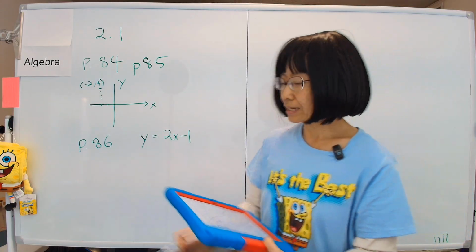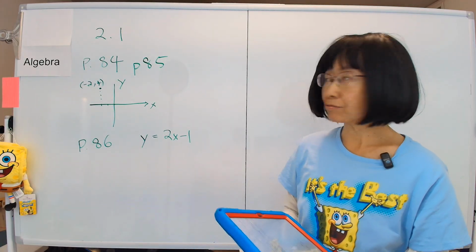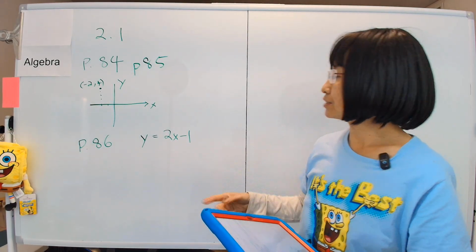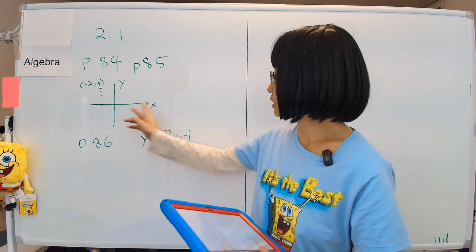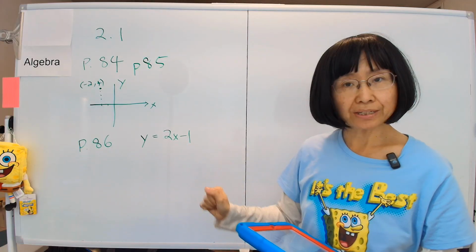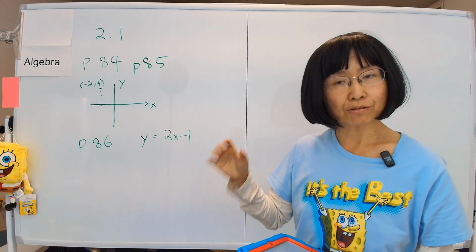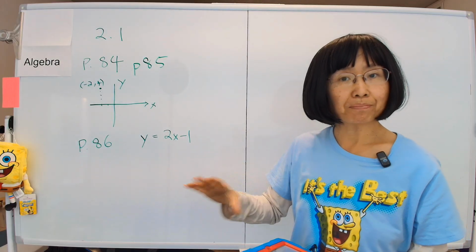Now, next, let's go to page 86. Now we're going to plot more than just points. We're going to plot an equation. You think, well, how does that work exactly? What happens is the equation is a statement that describes the relationship between a bunch of points.